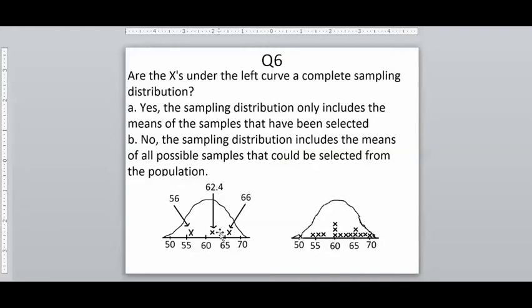These 3 x's aren't a complete sampling distribution by themselves, because the sampling distribution also includes the means of all other possible samples that could have been chosen in here. So no, the 3 x's are not a complete sampling distribution, because the sampling distribution includes the means of all possible samples. So the answer is B.